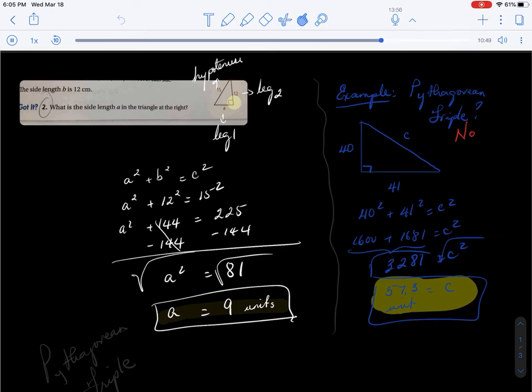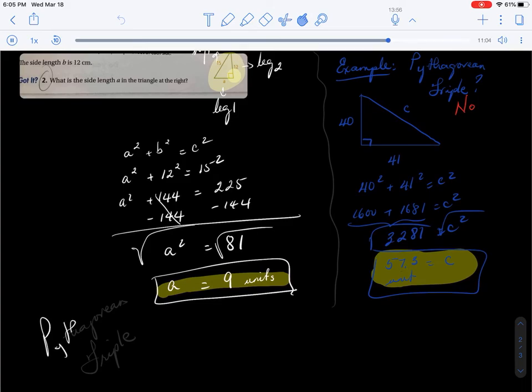Therefore, if I were to have something like this one, and the units of 9, and this one right here, this is a Pythagorean triple. It is the Pythagorean theorem, and it's also a Pythagorean triple because it satisfies the rule of non-zero whole numbers. Okay, all three have to be non-zero whole numbers.